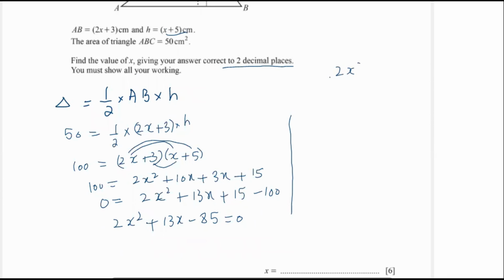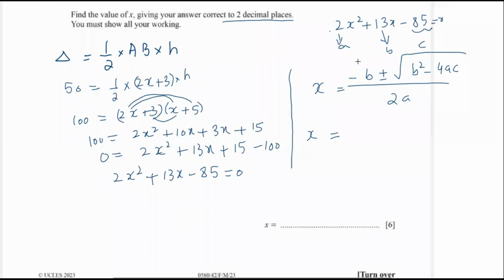Now we use the quadratic formula here. 2x square plus 13x minus 85 equal to 0. Here a is 2, b is 13, and c is minus 85. Now we use the formula: minus b plus minus the square root of b square minus 4ac, over 2 times a. Now b is 13, so minus 13 plus minus the square root of 13 square minus 4 times a is 2, c is minus 85, divided by 2 times a, which is 2.